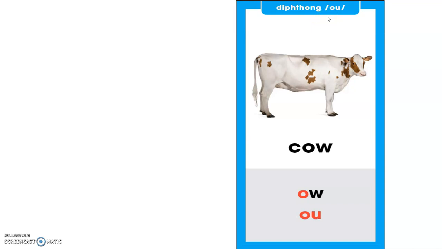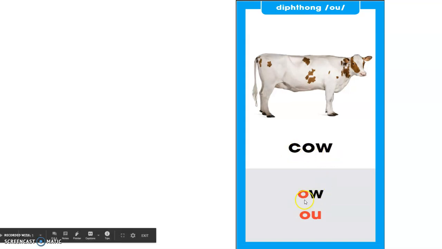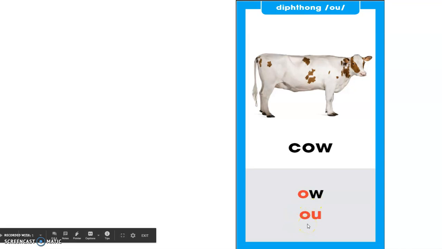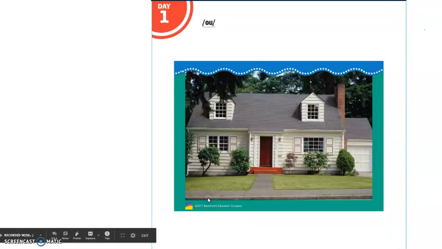So, ow, O-U, ow. You can see the picture here says cow, C-O-W, and it's O-W together that say the ow sound. Sometimes we know that it also says O, like in snow. So today and this week, we're learning how to make the ow sound. The other spelling for the ow sound is O-U. Ow. Let's look at another example.